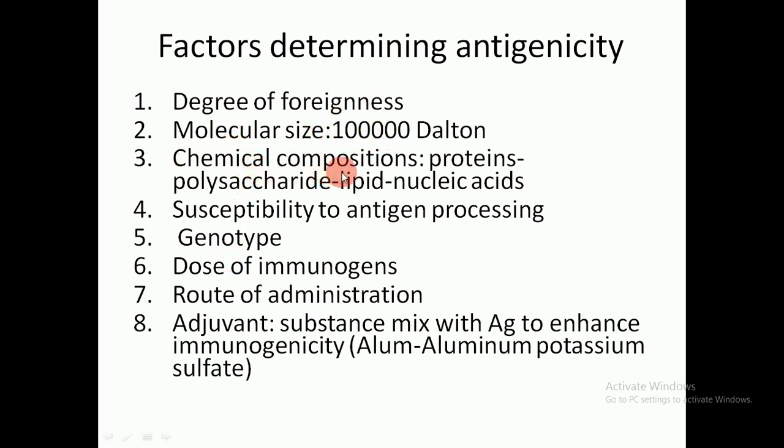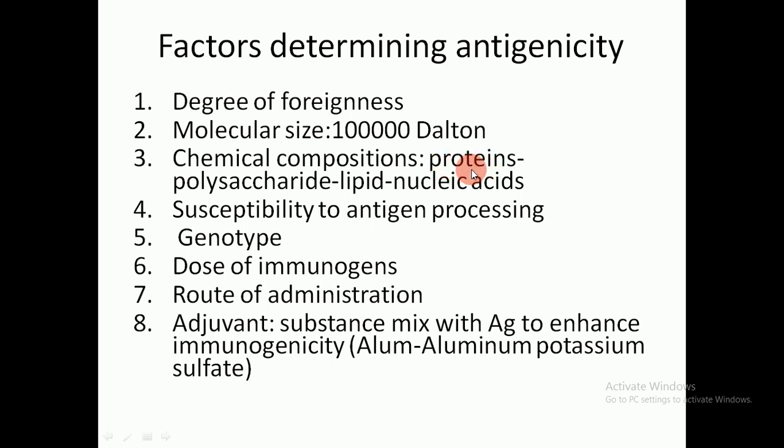Third, the chemical structure of the antigen. They found that proteins stimulate the immune system best. Second, polysaccharides. Third, lipids, and the last one, nucleic acids. So for vaccines, they choose a protein from the pathogen to use, because protein gives the best stimulation to the immune system.